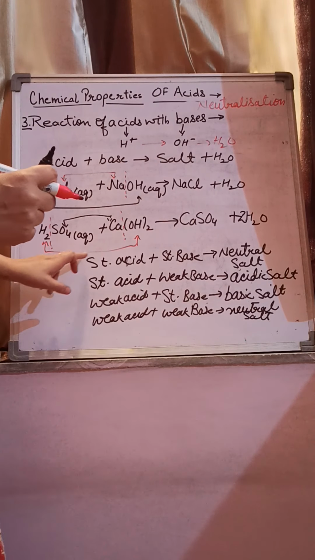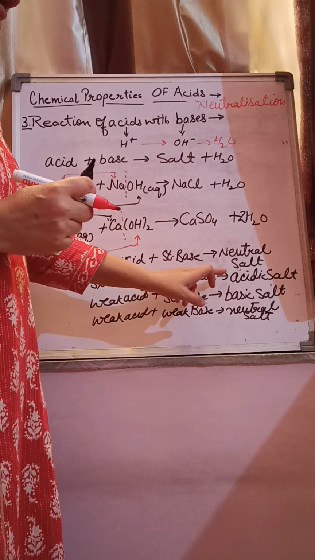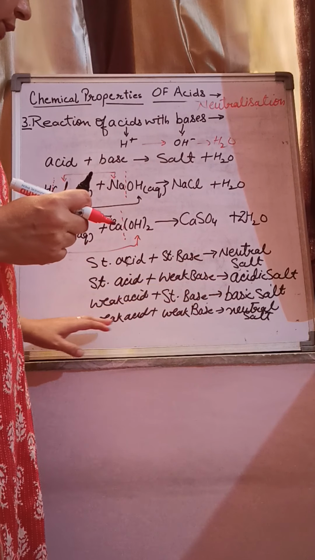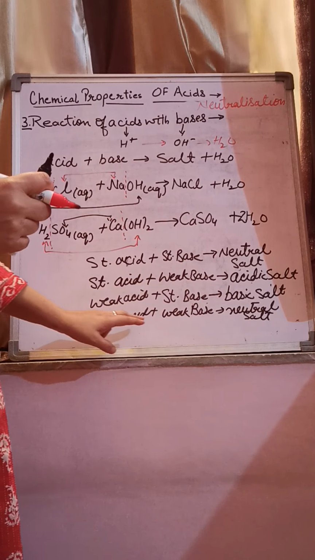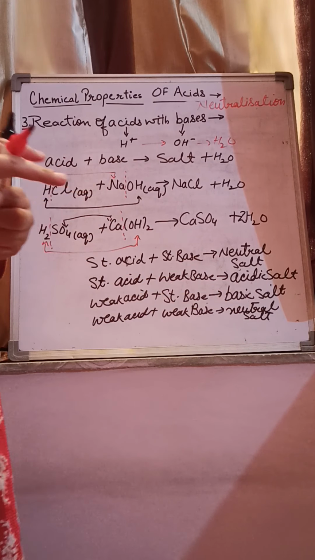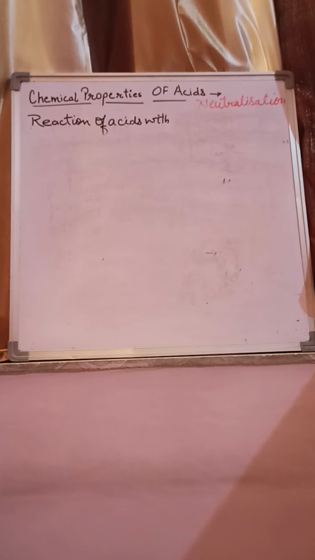If a strong acid reacts with a strong base, neutral salt. Strong acid plus weak base, acidic salt. Weak acid plus strong base, basic salt. And the last condition, weak acid plus weak base, produces neutral salt. So this is all about the third chemical property of acids and bases.